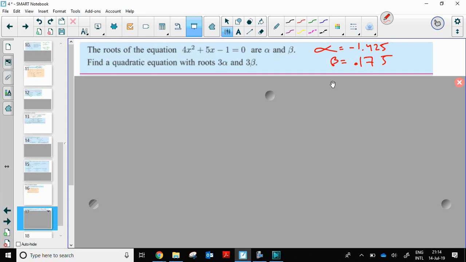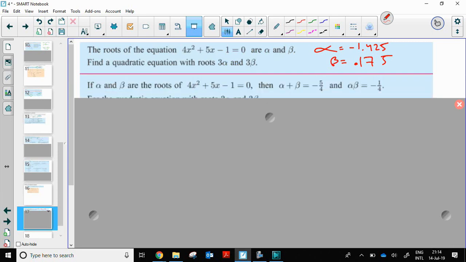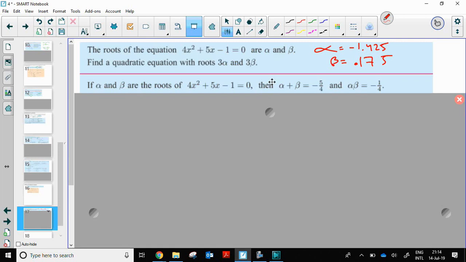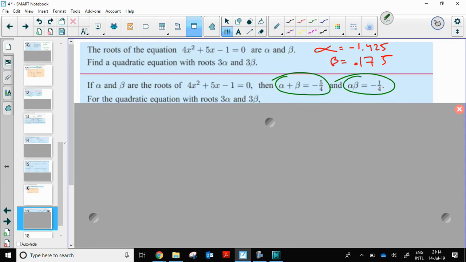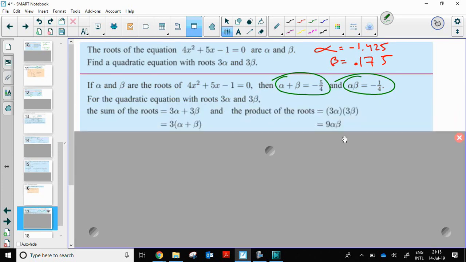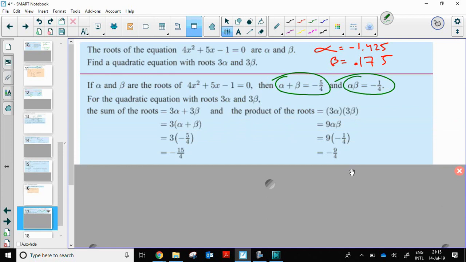What I recommend is doing the following. We look in the original equation and we say, well, I don't know what alpha and beta are, but I can work out what their sum and product are. So the sum is going to be negative 5/4, the product is going to be negative 1/4. Now I'm going to use this and this to figure out something about not alpha and beta, but 3 alpha and 3 beta. By just some simple factoring, we can work out what the sum and the product for our new equation need to be.